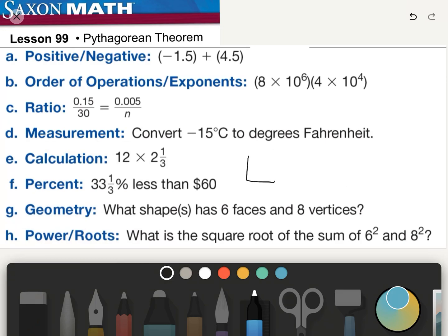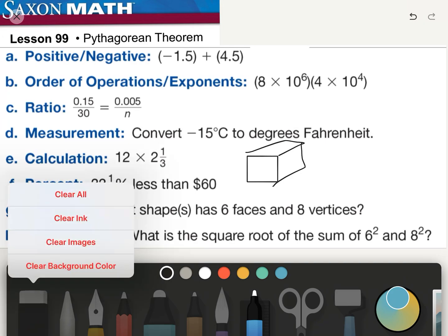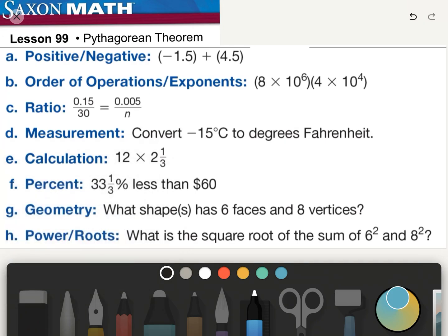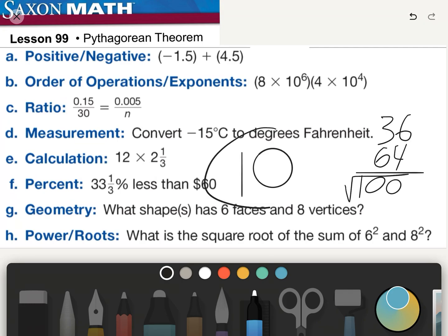Geometry. What shape has 6 faces and 8 vertices? If you said a rectangular prism, you're right. Rectangular prism for G. Okay, and what is the square root of the sum of 6 squared plus 8 squared? Well, what's the square root of 100? It is 10.